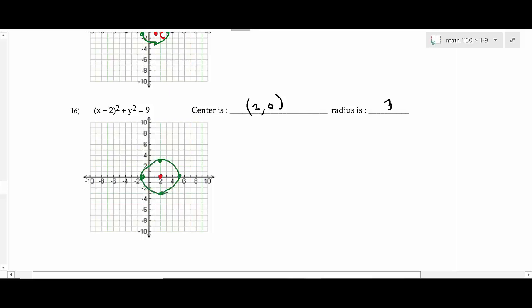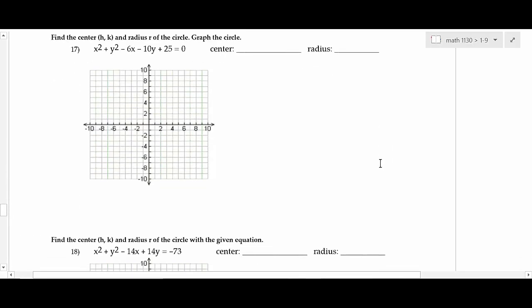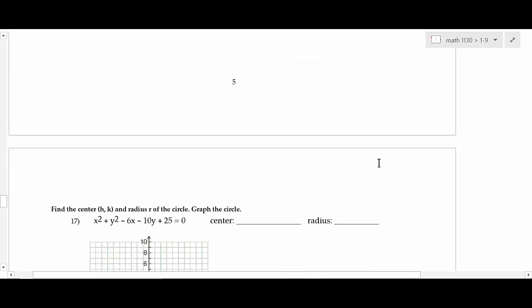The way you do this on MyMathLab is they have a circle tool. So what you do is you click your mouse on the center, you click your mouse on a point on the circle, and it'll automatically draw the circle. That's how it works out. Real simple, okay?